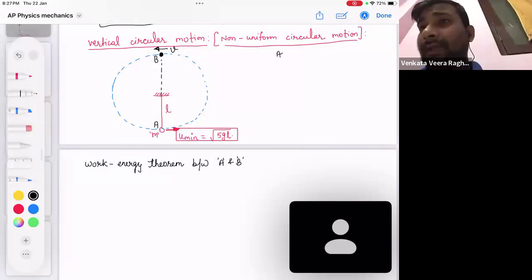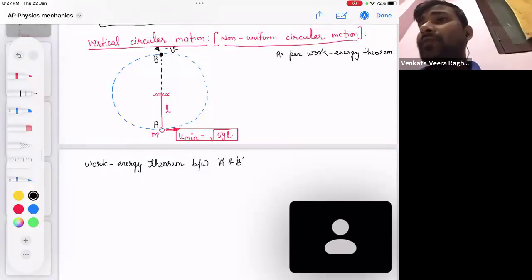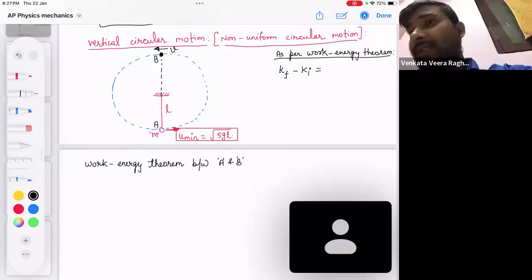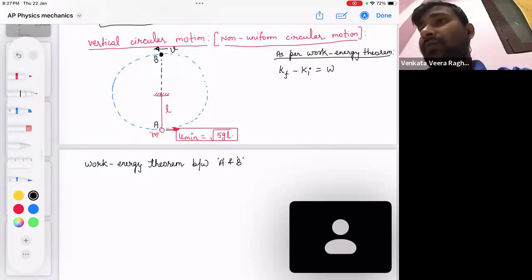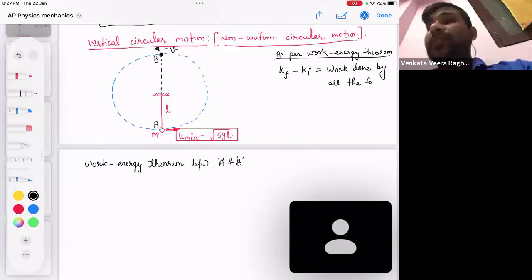So as per the work energy theorem, it relates the kinetic energy of the body and the work done on the body. Change in kinetic energy, meaning final kinetic energy minus initial kinetic energy, is equal to the work done by all the forces acting on the body.